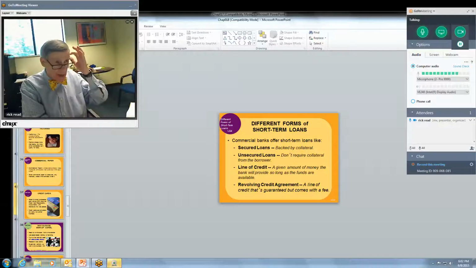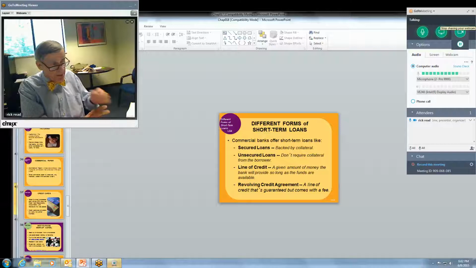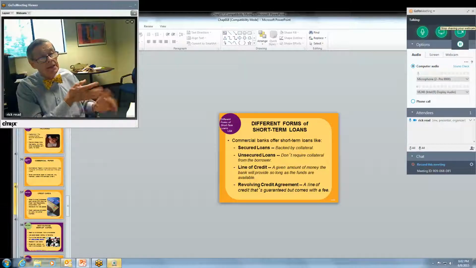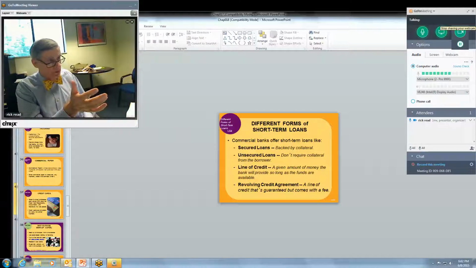It's a line of credit that's on a revolving scale, I guess is the best way to put that. And it's guaranteed, but it comes with a fee. Well, let me just say this to you. Almost any type of loan, whether short-term or long-term, is going to cost you money. What this says is there's a fee associated with the money it's going to cost you.